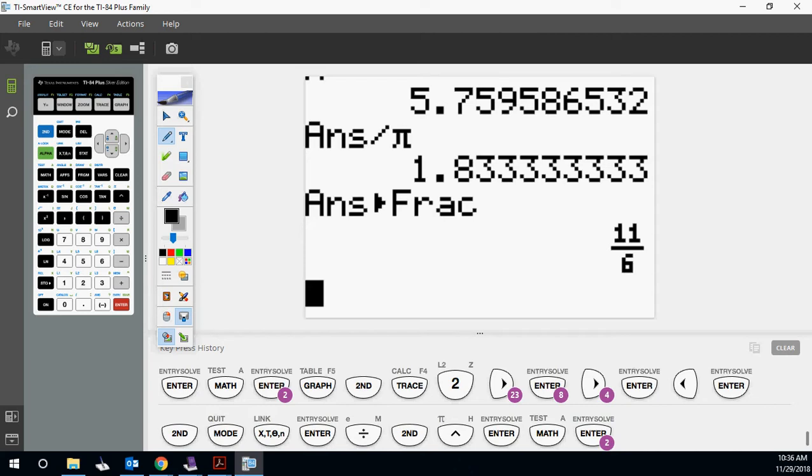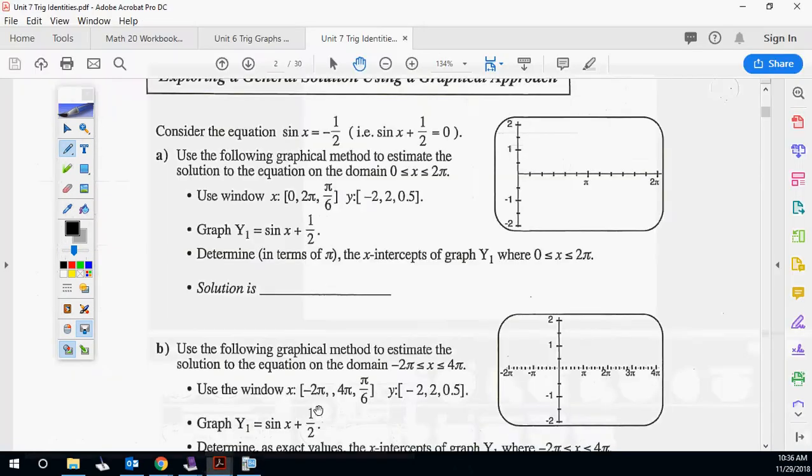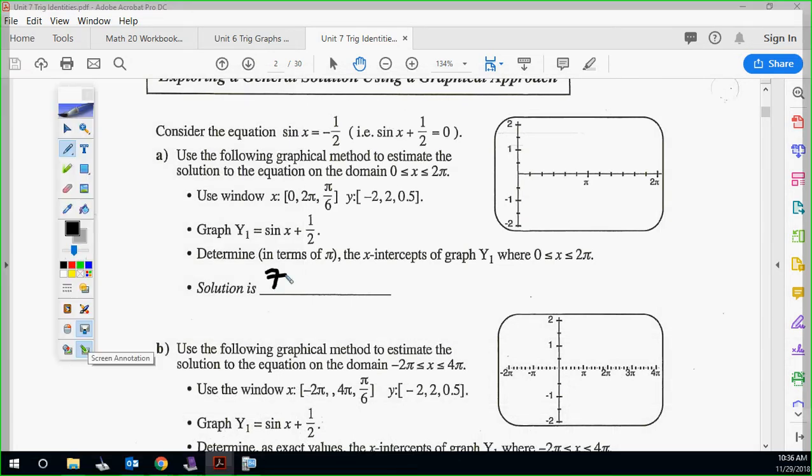which is funny because we just did that, right? You guys expected that. We just did that problem to start the class. So you should have right there 7 pi over 6, 11 pi over 6. Okay, this curve looks like this, goes up to here. So these two spots here is what we just got.